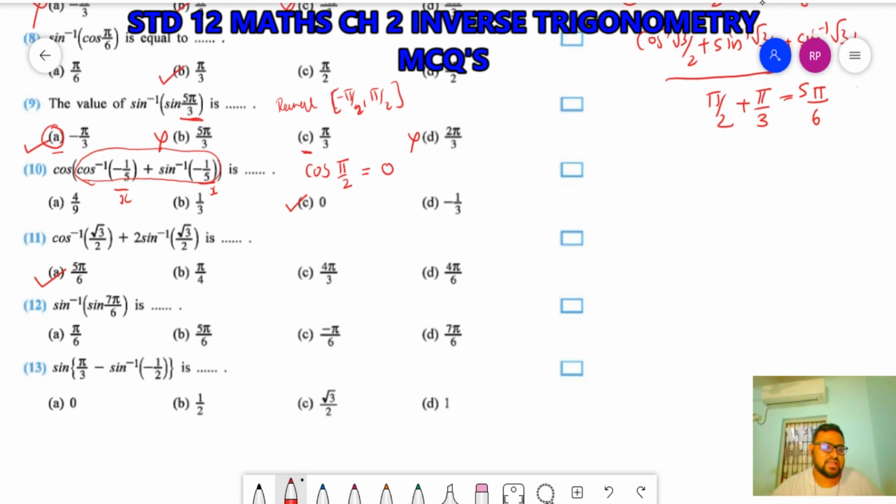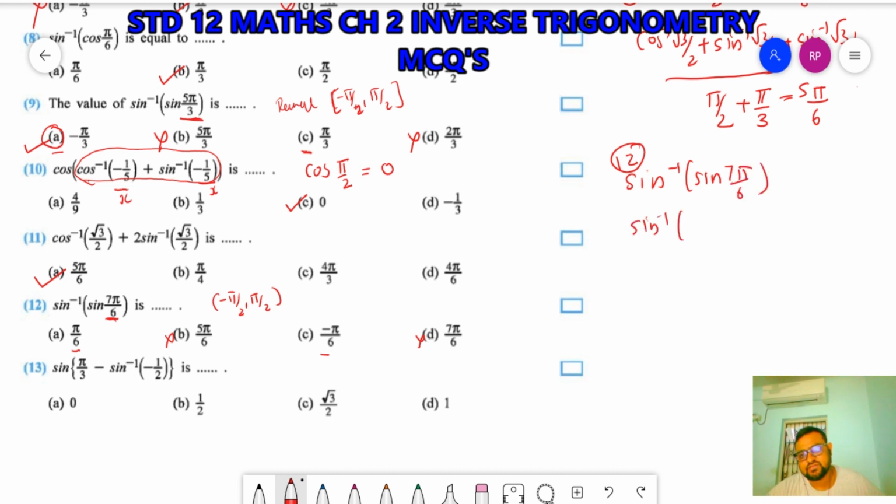Question number 12. Sine inverse sine 7 pi by 6. Now again 7 pi by 6 does not lie in the range. Range of sine inverse is minus pi by 2 to plus pi by 2. Okay, so 5 pi by 6, this does not lie in the range. 7 pi by 6, this does not lie in the range. There are only two options, pi by 6 and minus pi by 6. Okay, so now there are two options only, that is option A and option C.